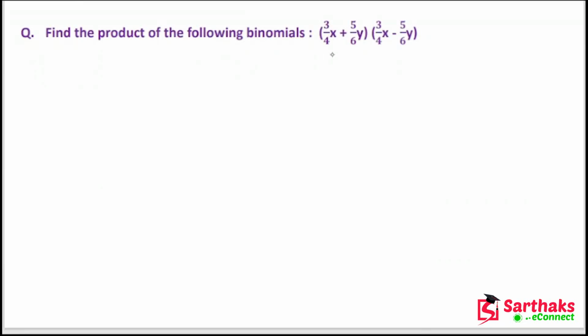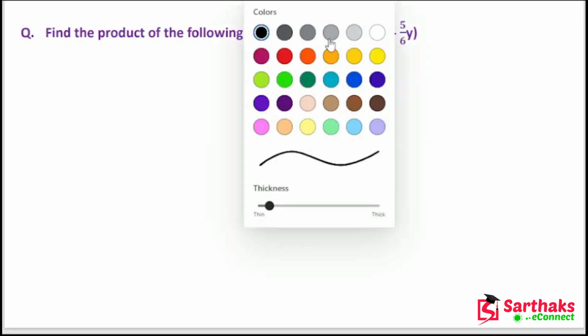Now this question says find the product. So again you can clearly see this is (a plus b) into (a minus b). Okay, 3/4 x and 3/4 x same. So let us take it a, and 5/6 let us take it b. So it is (a plus b) into (a minus b).